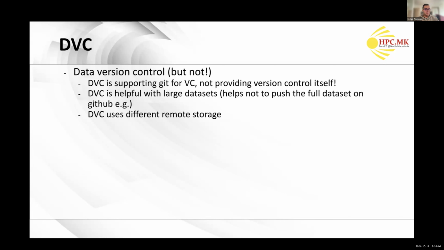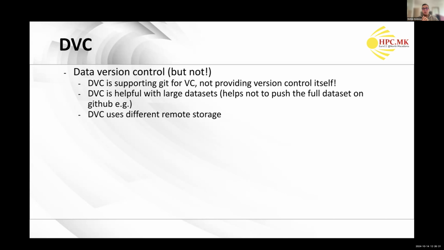DVC stands for data version control, but actually it's not data version control. It supports data version control. So DVC is a tool that, integrated with Git, can help us to create version control for the datasets that we work with. But DVC itself is not providing that version control.